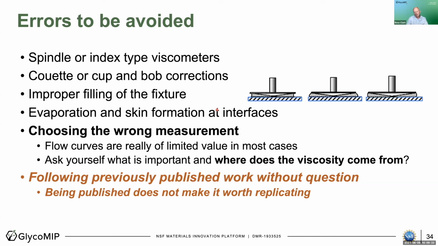And at the very bottom here, what have I put? I've said, following previously published work without a question is the most common mistake that I see. The fact that it made it into a journal does not make it something that's worth repeating. And maybe I'm an old codger about that, but I certainly see stuff that gets put in the literature that I think is misleading lots and lots of people. And I don't know how it made it past some of the reviewers, but it has.